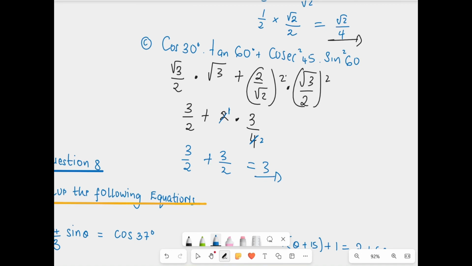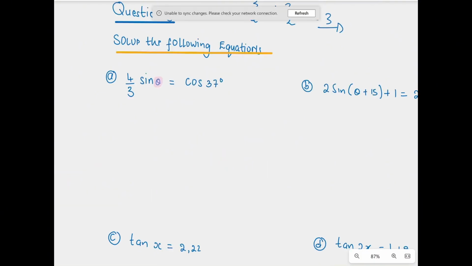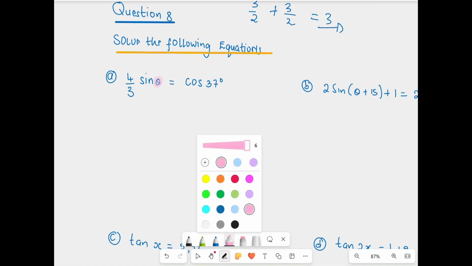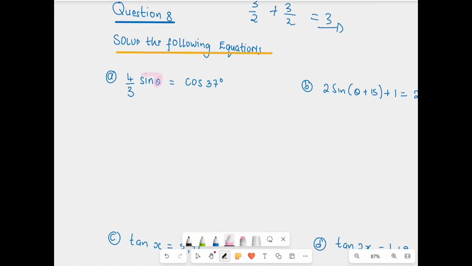Now, last question, which is question 8. Let's go straight to the question. Question number 8, which is the last question now. We are required to solve these equations. First things first, we need to separate this sine of an angle.